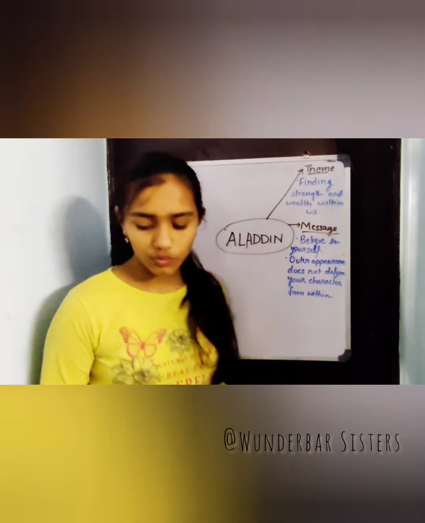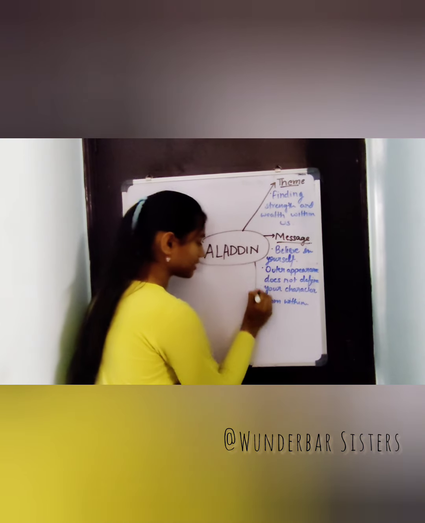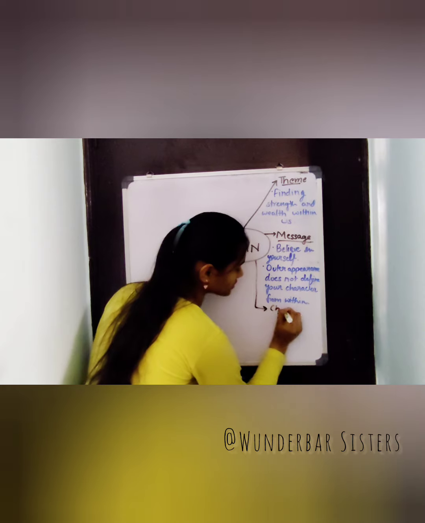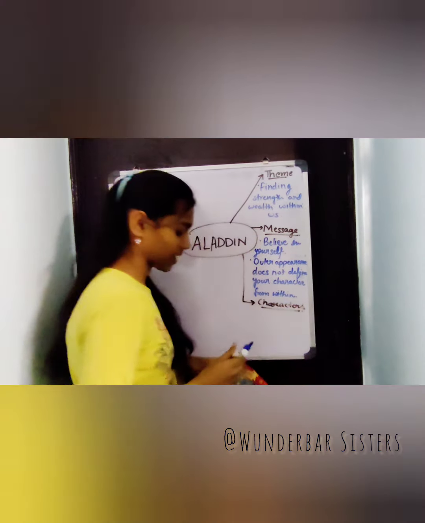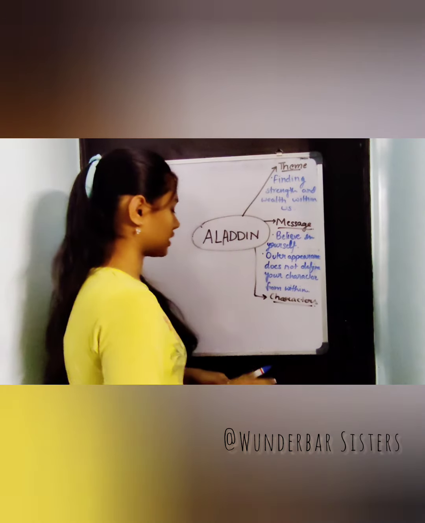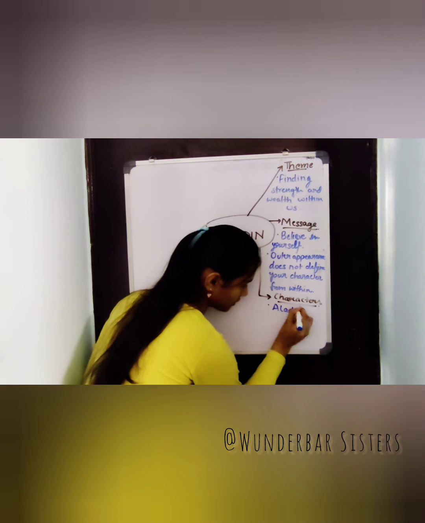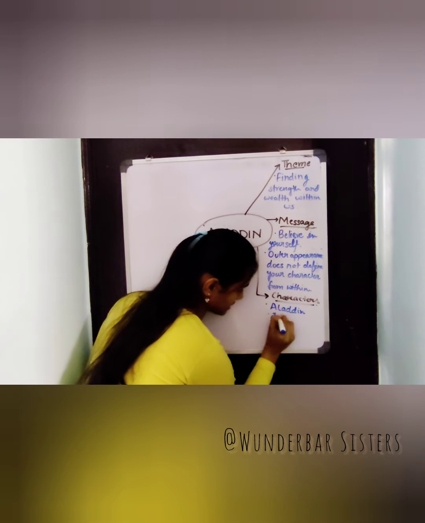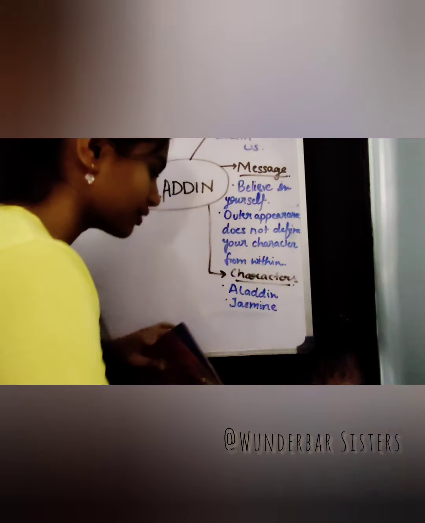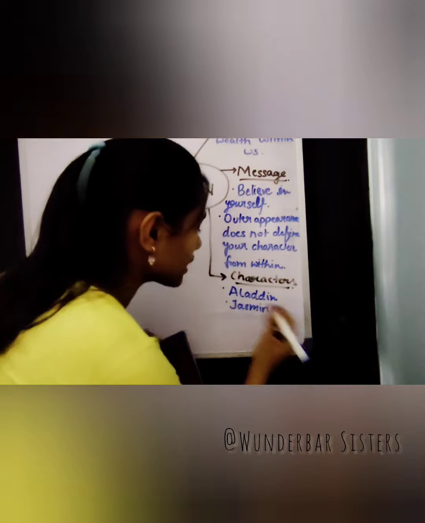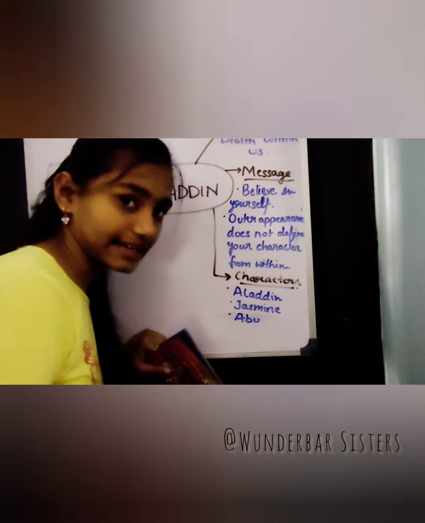Now next, let's move to the characters. So our main characters that we have, I'll just mention them. The characters given in the story are our protagonist Aladdin, Jasmine the princess. I'm going to mention all the characters in chronological order as they are presented. So Aladdin, then Jasmine, then we have Abu also, Aladdin's sidekick, the monkey.